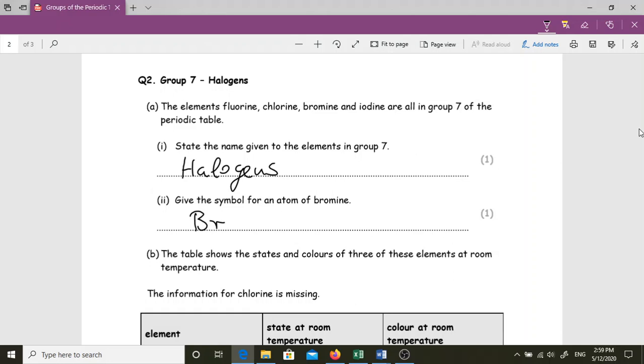We need to be careful here. It really needs to be a capital and a lowercase letter. If you write both in capital or both in lowercase, you will not get the mark. So we need to be really careful here that the B is capital and the r lowercase.